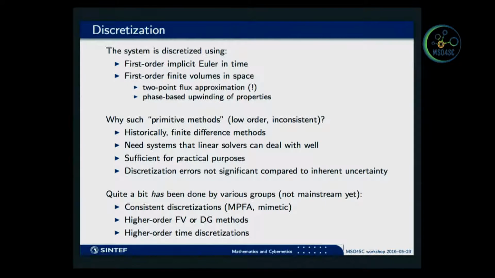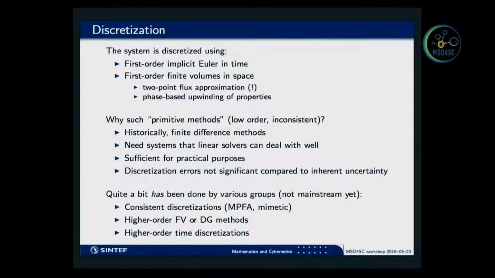But in some sense, this is usually not strictly correct from a mathematical point of view, but still it works well enough. Another point about discretization is that we use phase-based upwinding of properties. This is rather common in hyperbolic equation solving. So why do we use these primitive methods of low order and sometimes even inconsistent?